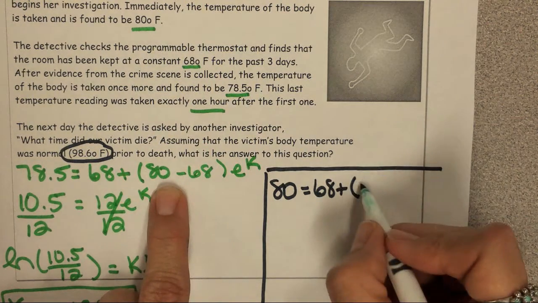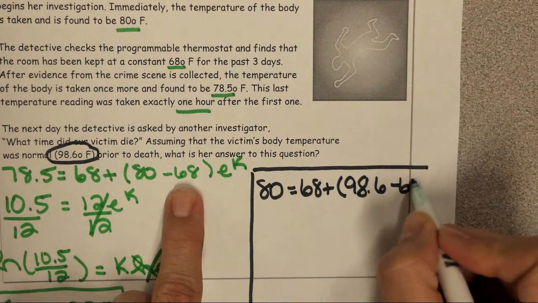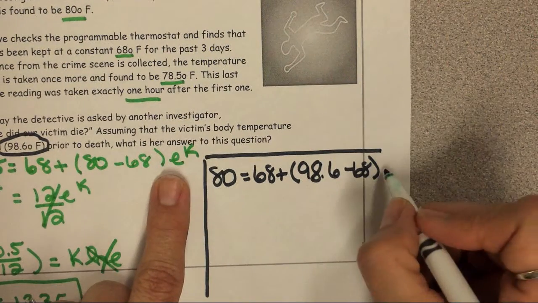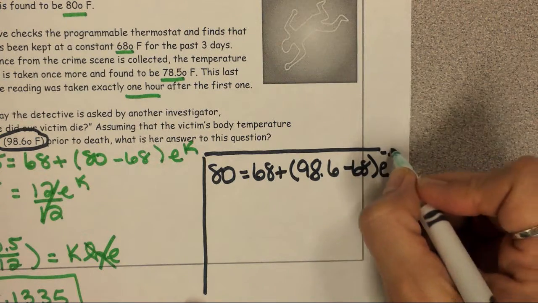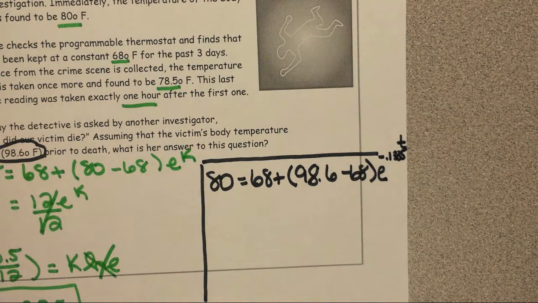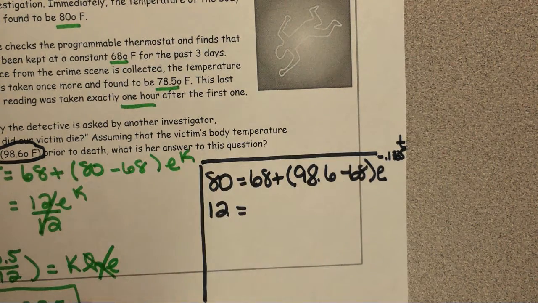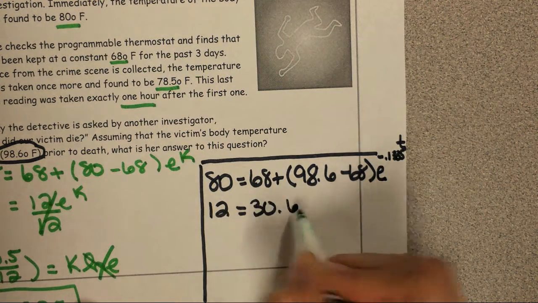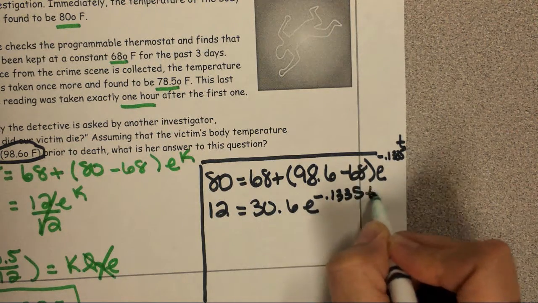The initial temperature of a body is 98.6. We're going to subtract the room temperature again, and I'm going to have e to the, I know my K, negative 0.1335 T. All right, so here we go. We're going to do some subtracting. 80 minus 68 is going to give me 12. Then I have 98.6 minus 68. That's going to give me 30.6, times e to the negative 0.1335 T.